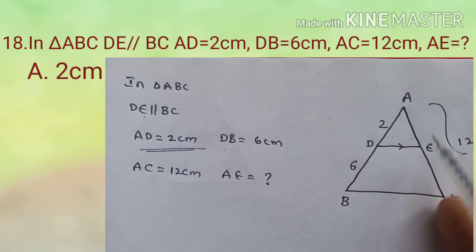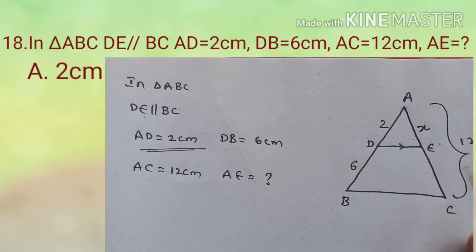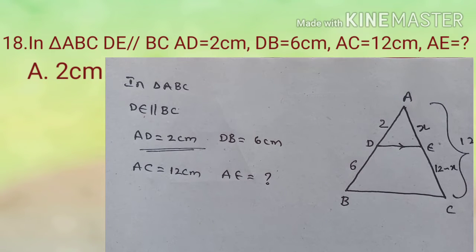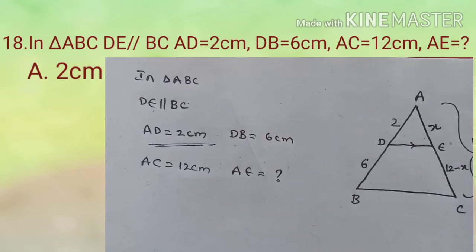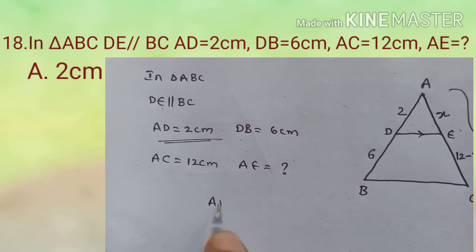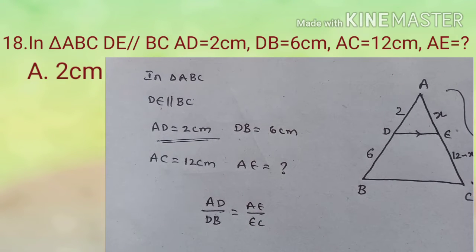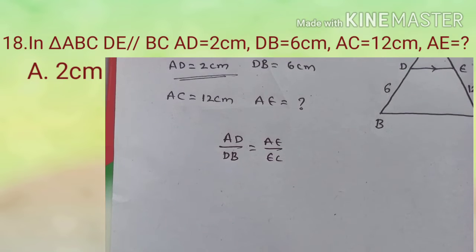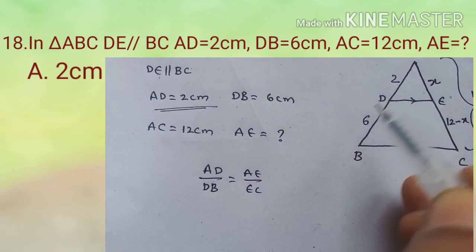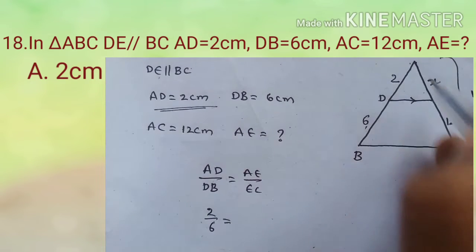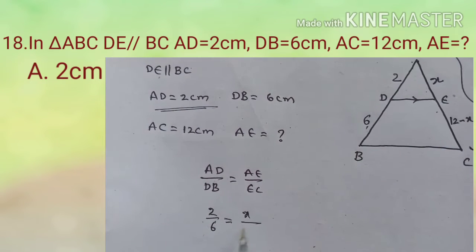Let the AE value be X. The remaining value from the total is 12 minus X, so EC is 12 minus X. We can apply BPT. What can we write? AD by DB is equal to AE by EC. AD by DB is 2 by 6, and AE by EC is X by 12 minus X.